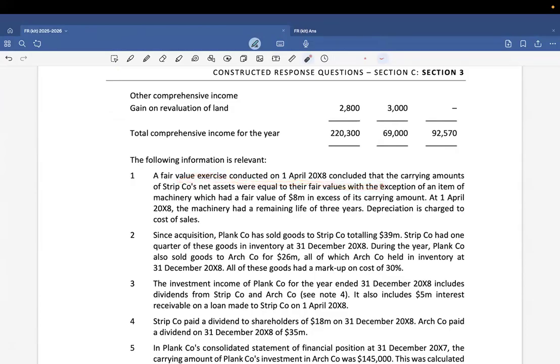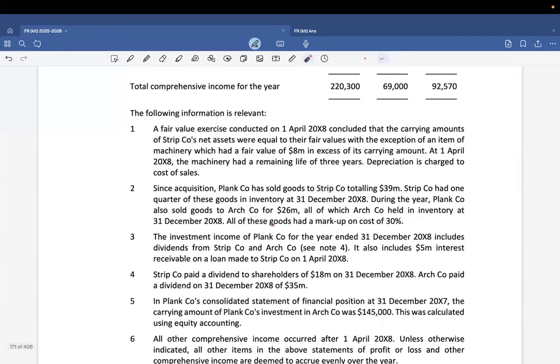Fair value exercise conducted on 1st April concluded that the carrying amounts of Strip company's net assets were equal to their fair values, with the exception of an item of machinery which had a fair value of 8 million in excess at 1st April 2008. The machinery had a remaining useful life. So working note 2. Since the acquisition, Plan Company has sold goods to Strip Company. So this is URP. You must understand, if it is URP, there would be IGS. That is this one, 39 million. Clear? And 1/4 of these are still in the inventory. So that means for that 1/4, you have got to calculate the URP.